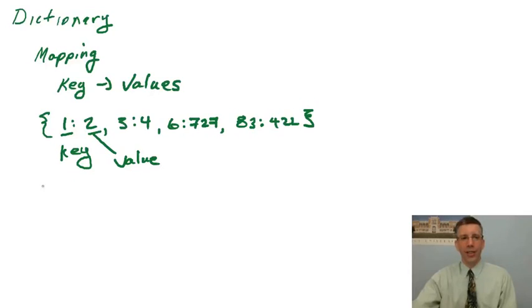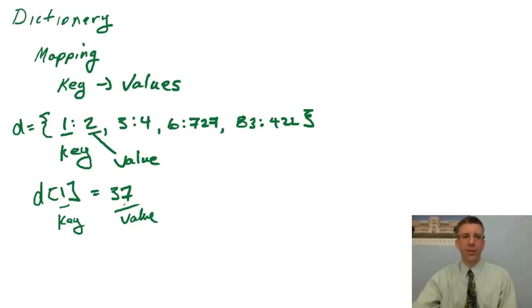And a dictionary, so let's say that I said this was D, right? The way you access it, it looks very similar to lists. So D bracket 1 equals 37. We'll set the value of the key 1. Again, this is the key. This is the value. Value of the key 1 will become 37. And this looks very much like indices and lists.